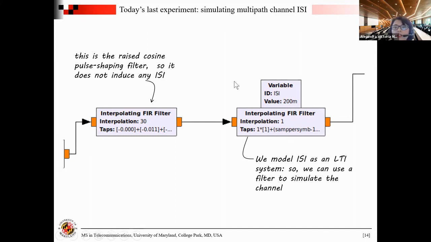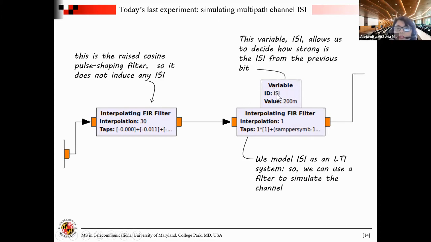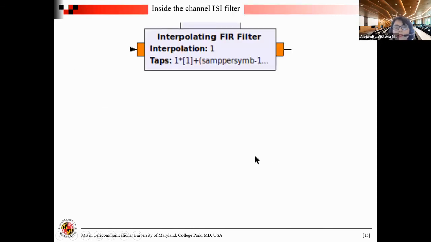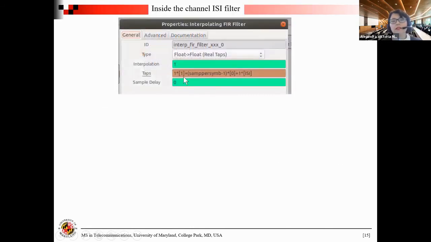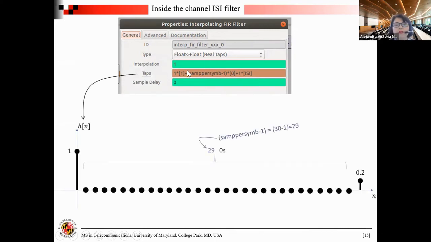Okay? So we're going to model it as an LTI system. And this variable here, which we call ISI, is going to decide how strong the ISI is from the previous bit. And let's open this up to see what's inside of it. When you double click on that block, you're going to just see that the type is float to float. There's no interpolation. We don't need to add more samples. And then the taps are going to represent this impulse response.